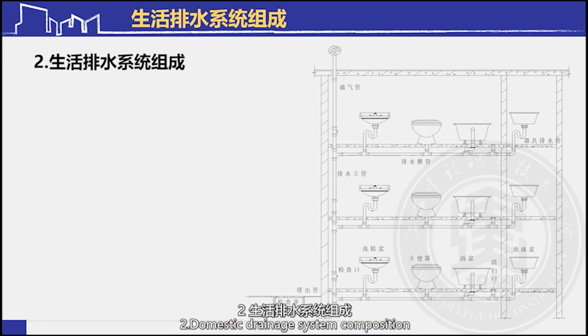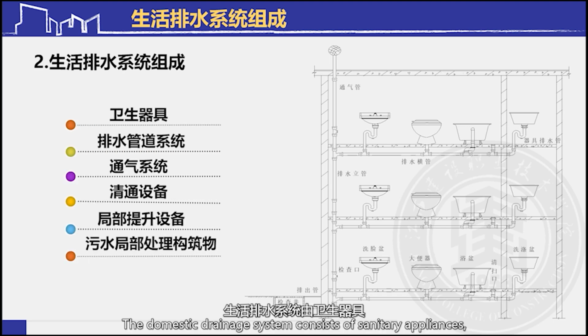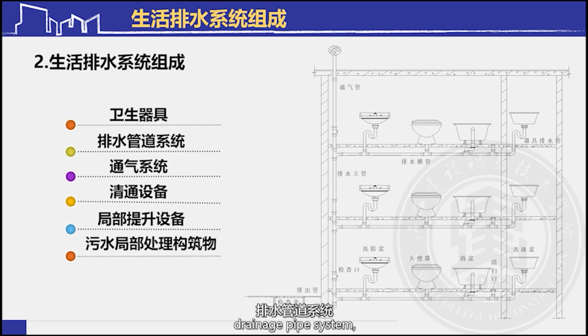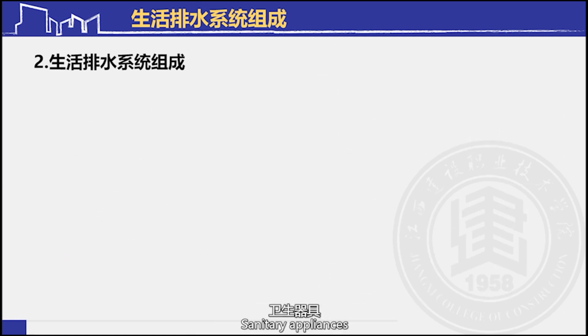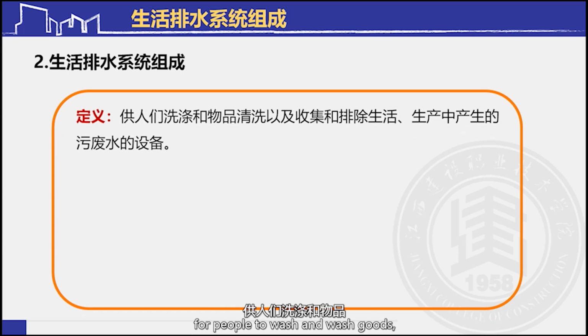Second, domestic drainage system composition. The domestic drainage system consists of sanitary appliances, drainage pipe system, ventilation system, clearing equipment, local lifting equipment, and local sewage treatment structures. Sanitary appliances are the starting point of the drainage system inside the building, for people to wash goods, as well as collect and remove the wastewater generated in life and production.